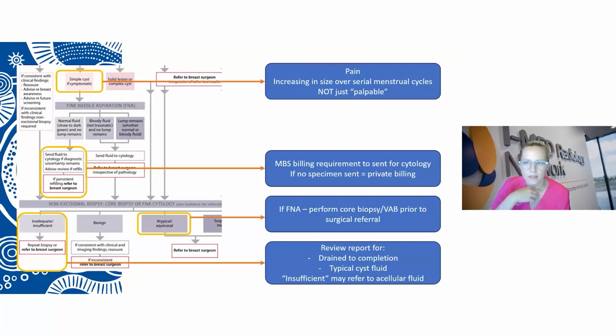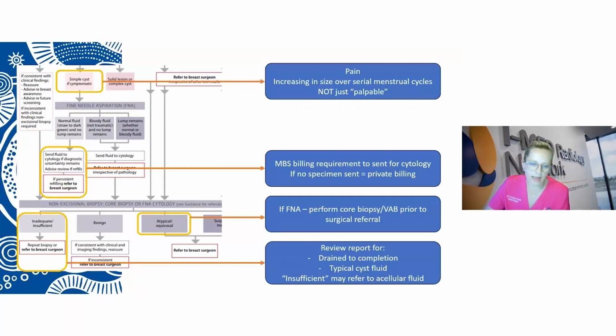So to me, symptomatic is pain or increasing pain over serial cycles, not just a palpable cyst. So these women who have their cysts drained, sometimes they reaccumulate and we're just causing increased risk without any benefit. But if they've increased in size, if they become inflamed, then obviously that's an indication for more of a therapeutic aspiration, not a diagnostic one. As I said, it's a MBS billing requirement to send our fluid for cytology. And if we don't send fluid, we need to consider private billing.